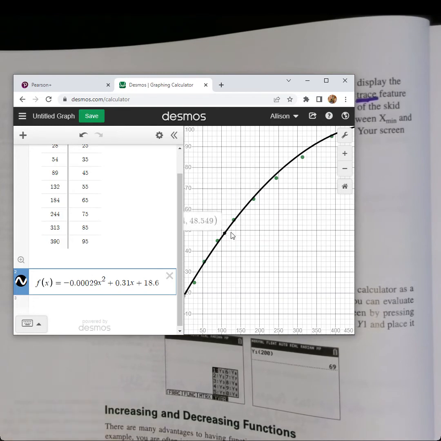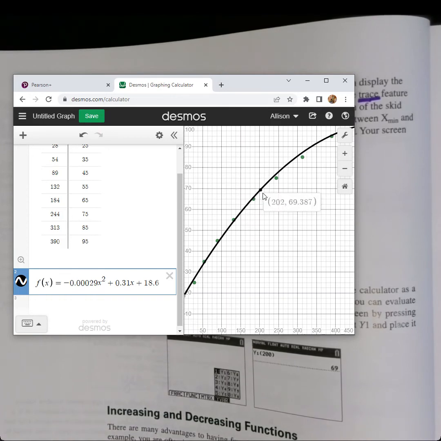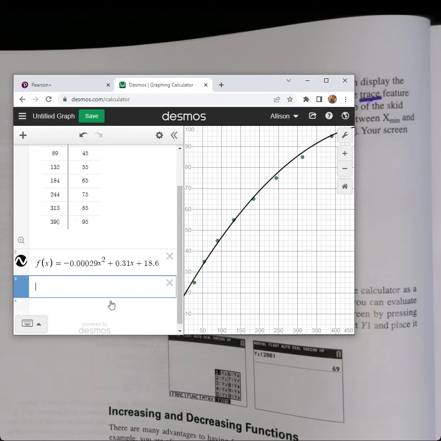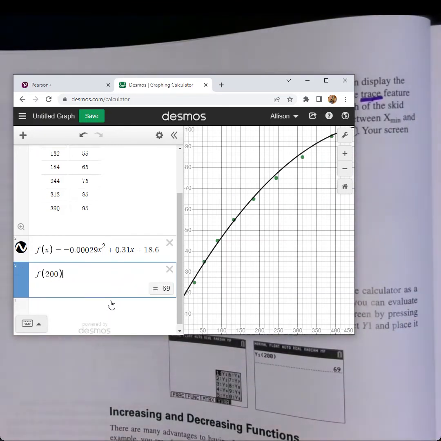Okay, so trace is a little finicky. You have to be really careful when you're clicking and dragging. And if you're using a touch screen instead of a mouse, it's actually a lot harder to use trace. So trace is one way to get you ballpark information, but it's much easier to just call the function f of 200. Plug the number that you want into the function. And so you can see that you get 69.